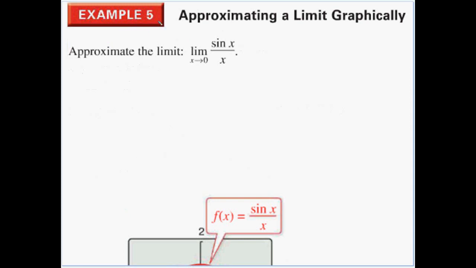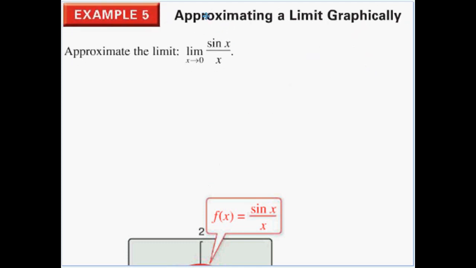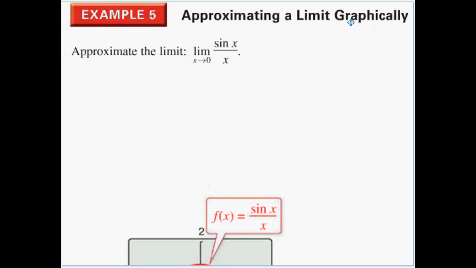All right, and here in example 5, we've got something kind of odd, the limit as x approaches 0 of sine of x over x. If we try direct substitution, we're going to have sine of 0 over 0, and the sine of 0 is 0. So we have encountered the indeterminate form. Now here, after example 5, it does say approximate the limit graphically.